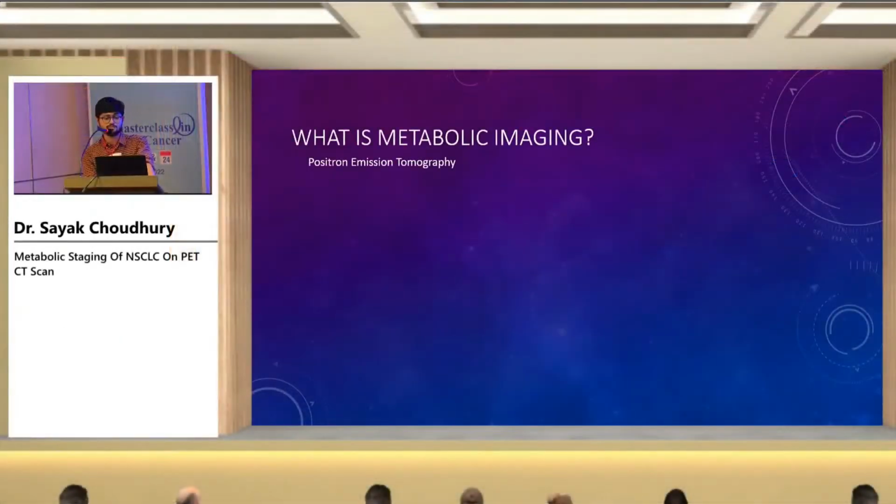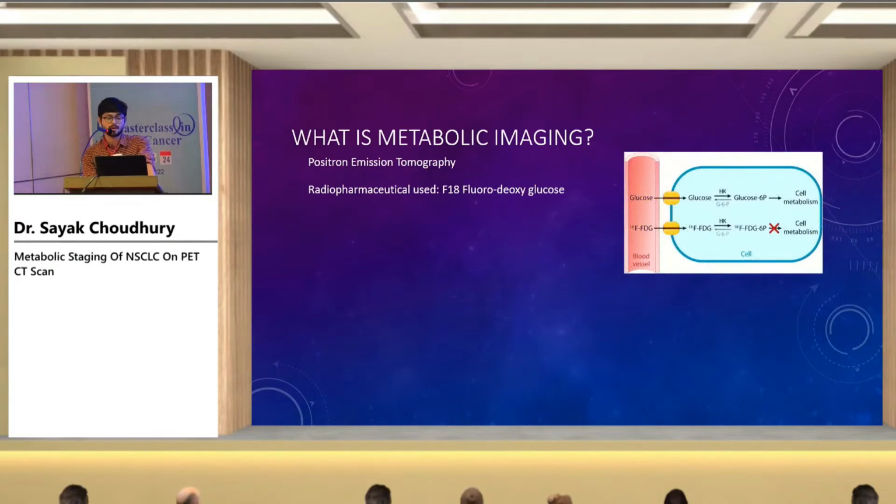So what is metabolic imaging? The modality is PET, and the radiopharmaceutical we use is FDG. So how does it get localized? It's a glucose analog. It's a marker for increased cellular glycolysis. That is, cancer cells demonstrate a Warburg effect, where they show an increased glycolytic pathway, anaerobic glycolytic pathway.